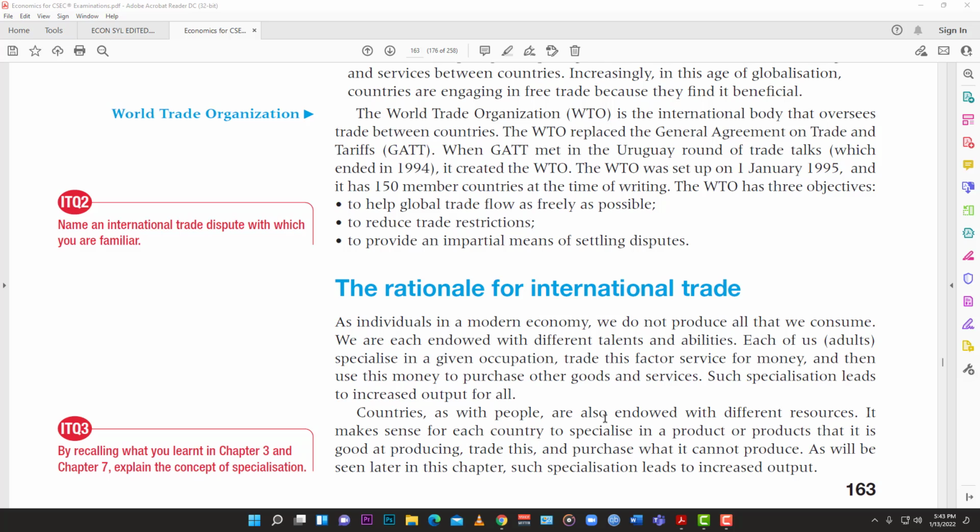So you can see even in our own backyard, we cannot produce everything we need, and so we have to engage in trade amongst each other. CARICOM.